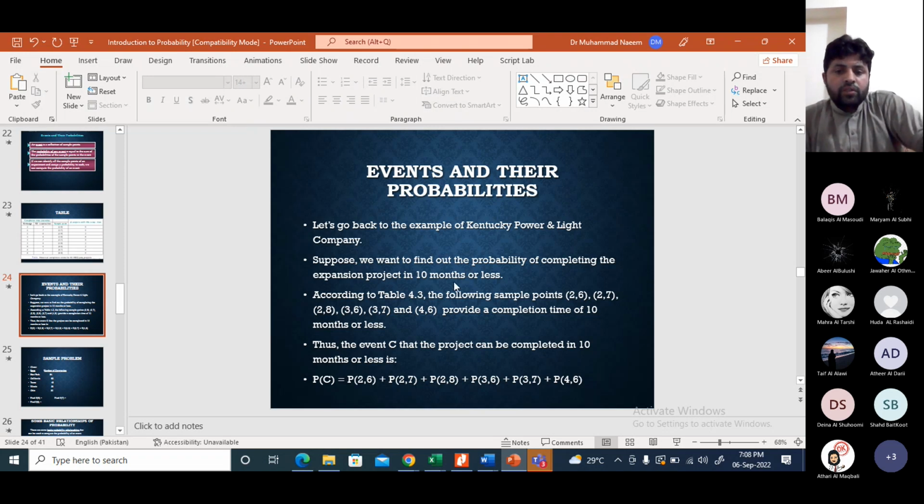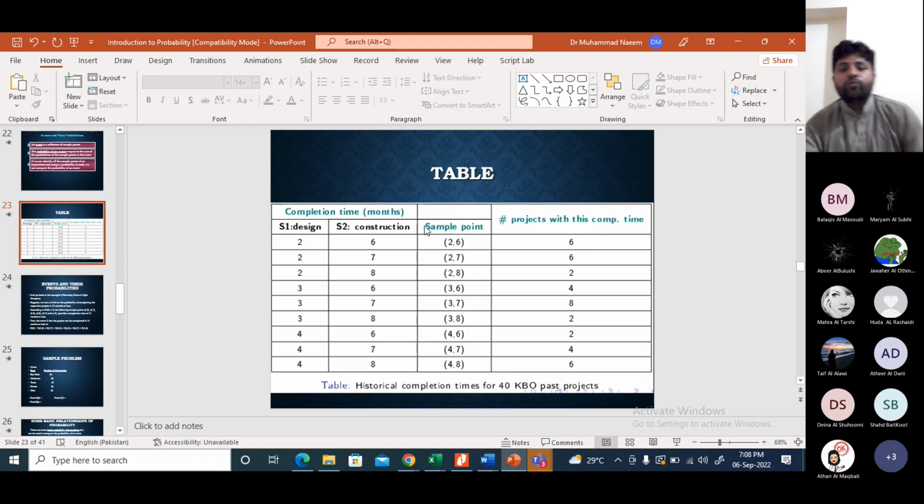So in this situation, we go to our table. In that table, we can see that 2 months and 6 months make 8 months. So this can be a part of our event. 27 can also be part of our event. 28, 2 plus 8 is 10. This can also be part of our event. 36, 3 plus 6, 9. So this can also be part of our event. And 37 is equal to 10. So this is also part of our event.